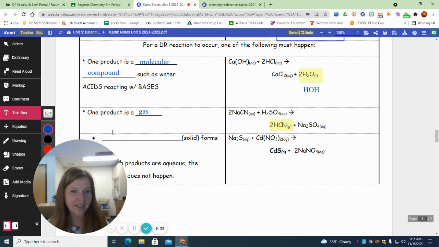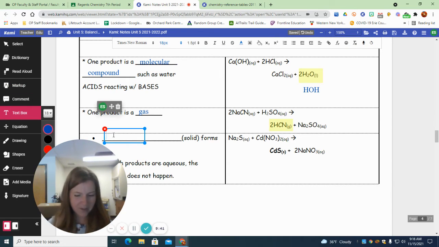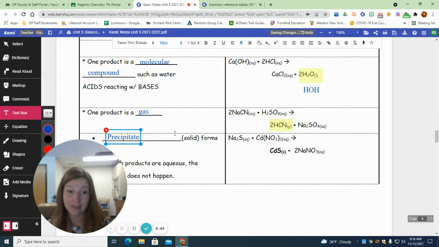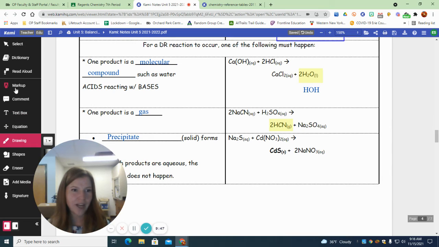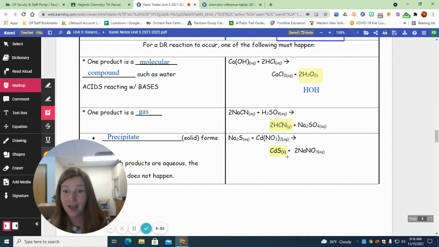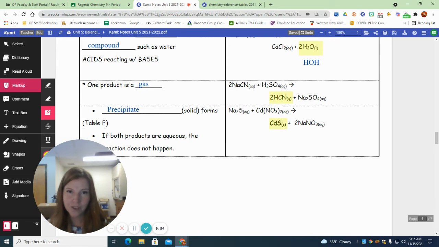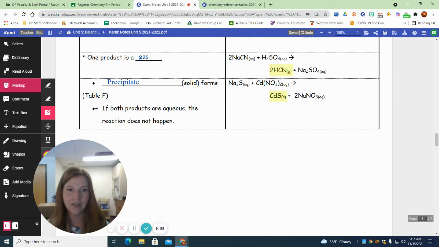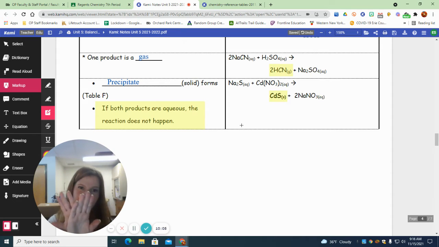And then lastly, if one of your products is a precipitate, is a solid. So if you are looking at a reaction and you see, oh, look, I make a solid, that is a clue that the reaction will actually happen, okay? And that's what we're going to spend the rest of this video on, is talking about how do you know if you make a solid. This is an important point. I'm going to just highlight it here. If you do your swapping and then you realize that both products are aqueous, it means the reaction doesn't happen.